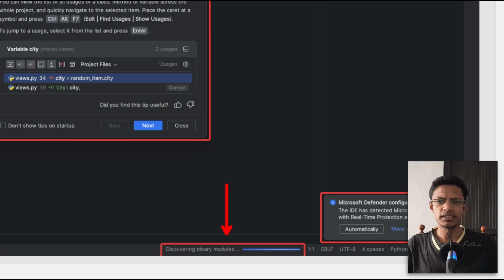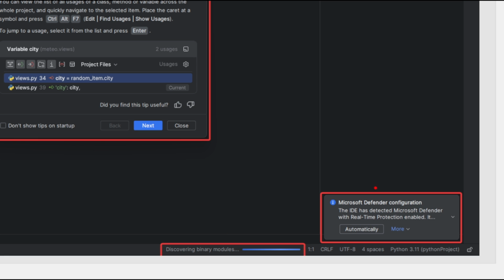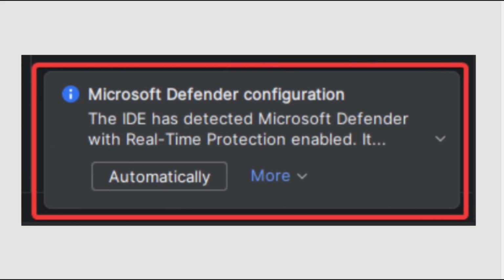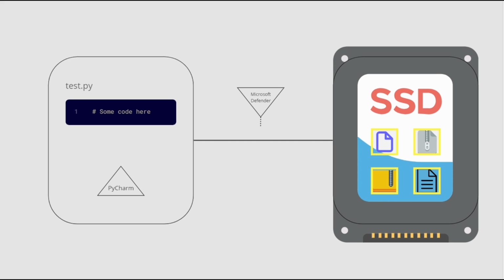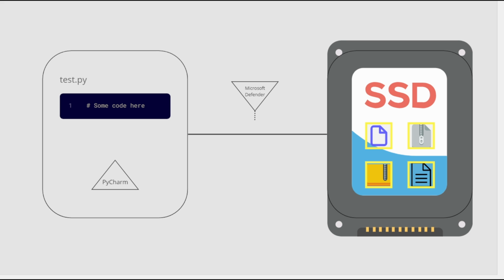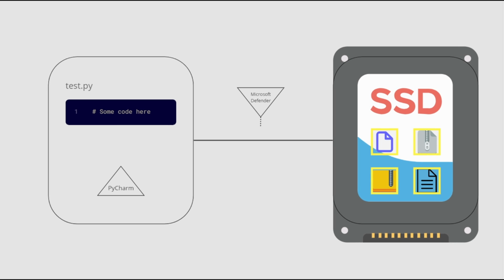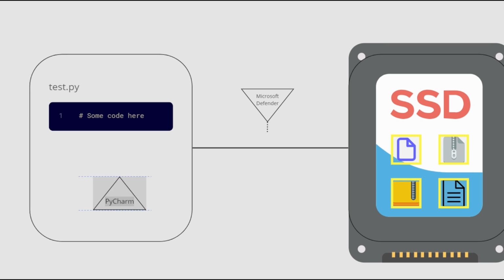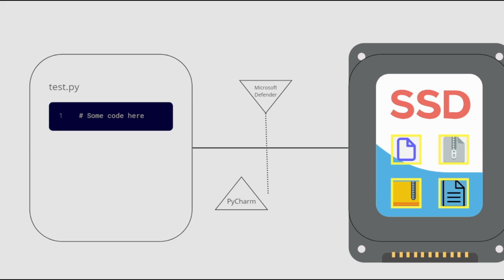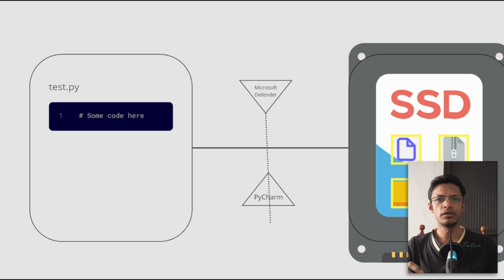The next thing that beginners usually are afraid of is this Microsoft Defender configuration pop-up. So here's a diagram representing what PyCharm and Microsoft Defender do. Here we have the project structure with a test.py file and some code inside of PyCharm. When PyCharm tries to go into your SSD or hard drive and read or write some file, Microsoft Defender will come in and do a check on PyCharm just to make sure that there is no malicious program running and trying to access these files.